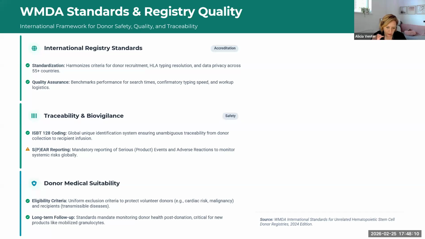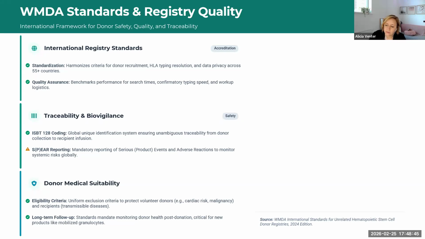If you run a search today, you might still find here and there some donors without grids, but we're in the process of updating our software, and when it goes live in about 6 weeks from now, any donor that does not have a grid number will no longer be available in search and match. Of course, we also have SPEAR reporting. This is the biovigilance part. And it is now mandatory to report all serious product events and adverse reactions to the WMDA.